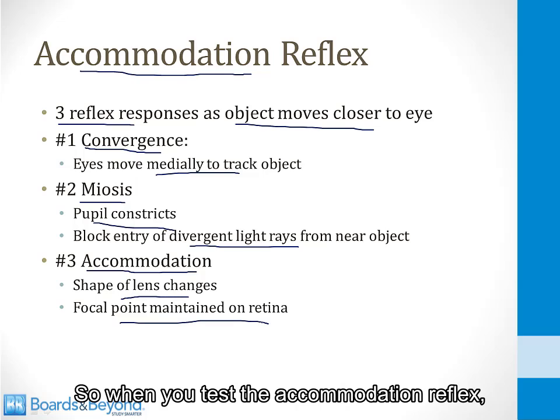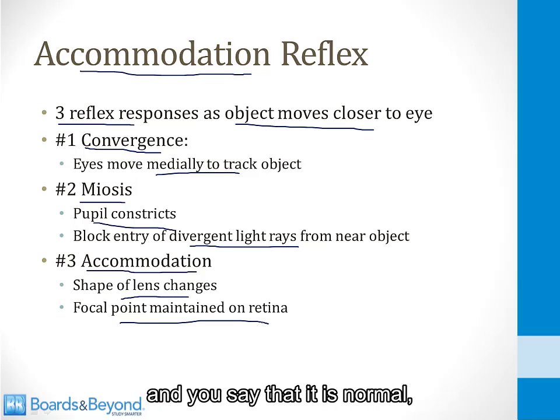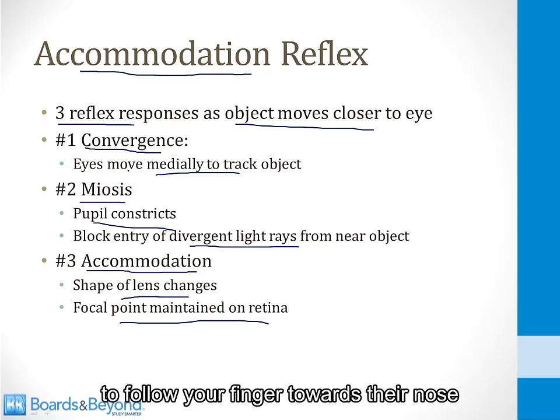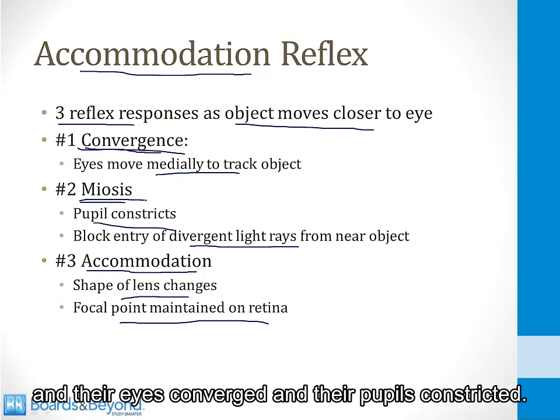So when you test the accommodation reflex and you say that it is normal, you mean that you ask the patient to follow your finger towards their nose, and their eyes converged and their pupils constricted.